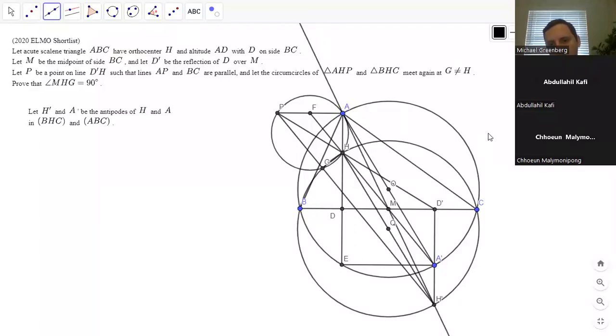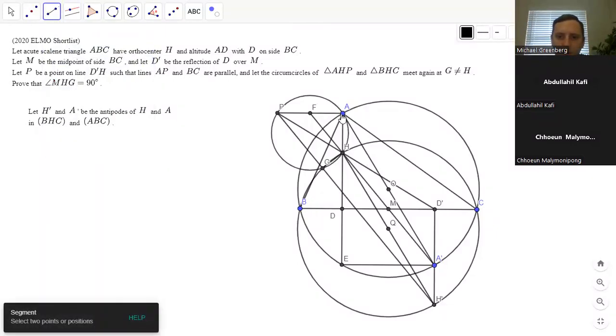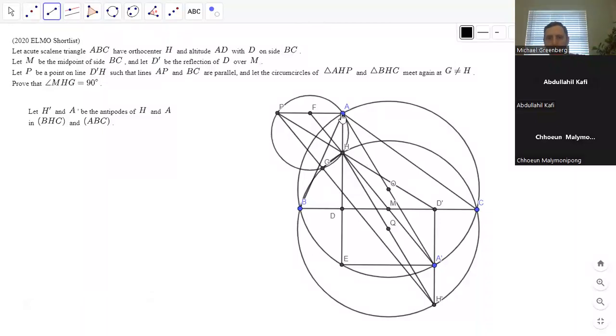Oh, we just want to show A prime, A, M, and H prime are collinear, and M is the midpoint of AH, but that's true. Like, yeah, so it is an easy problem. Because ABH prime C is a parallelogram. That's like a well-known fact. So yeah.